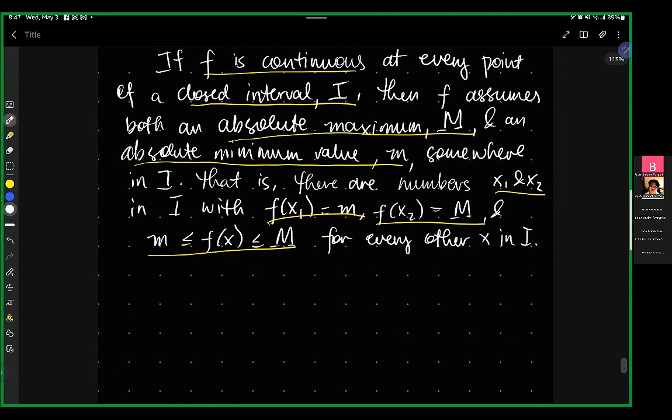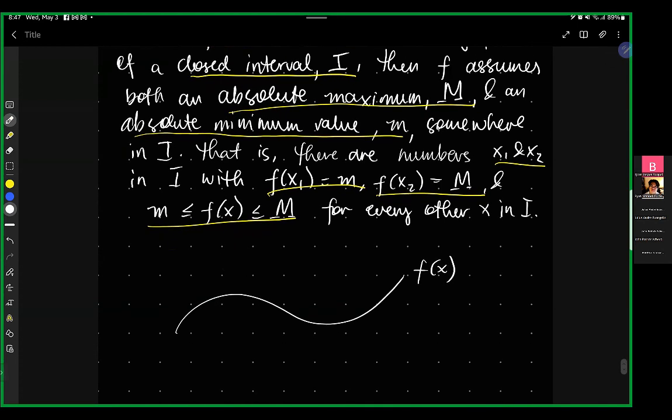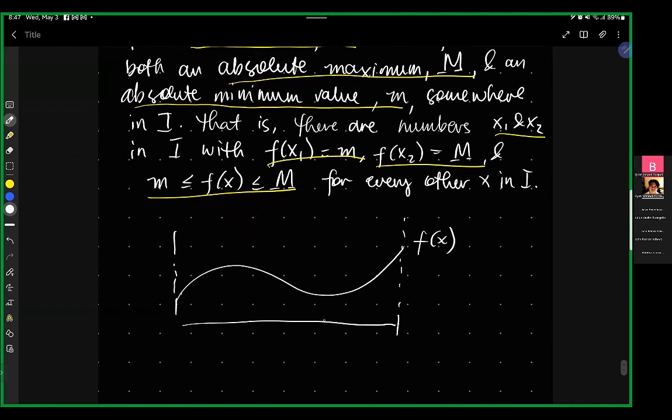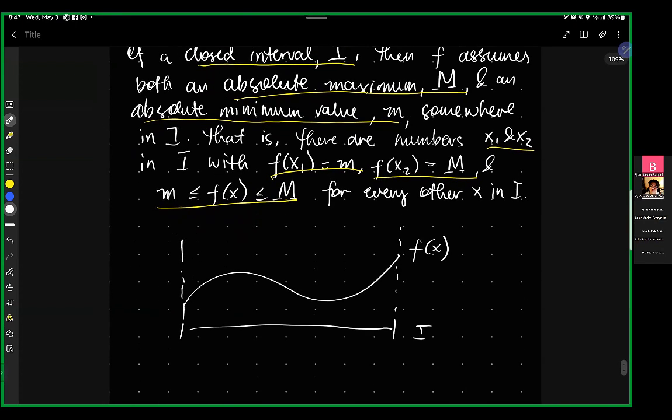So let me give you a visualization for that, no? So let's say this is a function f, f of x. And sabi niya, okay, let me give you a closed interval. So this is the closed interval. Okay? This is the I. Then, nasabi niya dito, yung function daw na f of x, let me just redraw this f of x. Okay? Something like that.